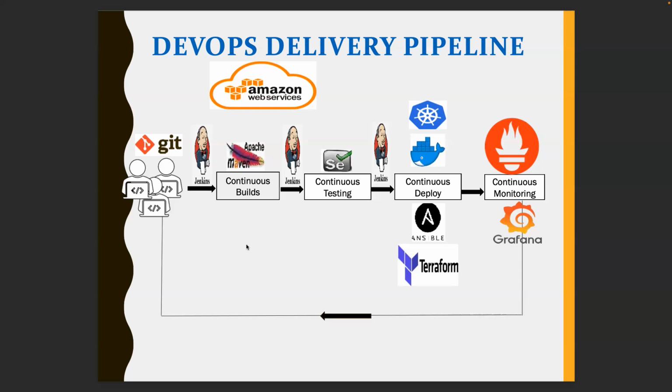So this is the pipeline I'm talking about. Initially, developers write the code. Then you pull the code, build it, test it, and deploy it using Docker and Kubernetes, create the infra, manage the infra using Terraform and Ansible, monitor, and send the feedback. So this is in short what I'm talking about.